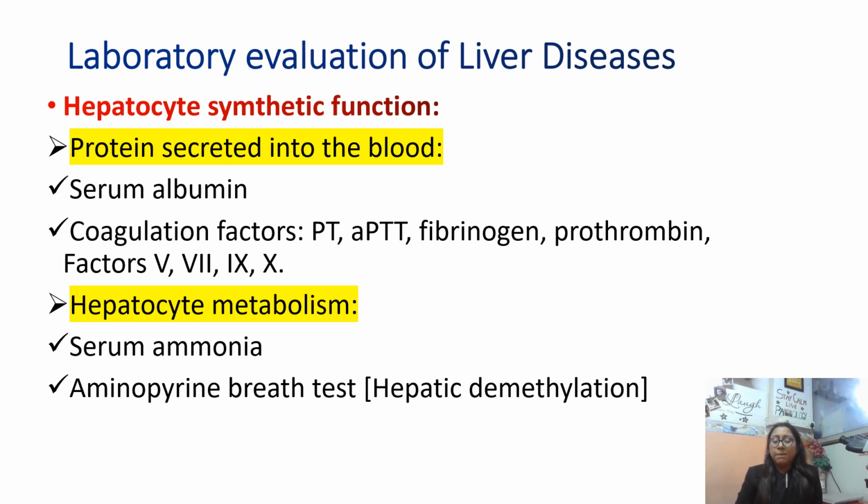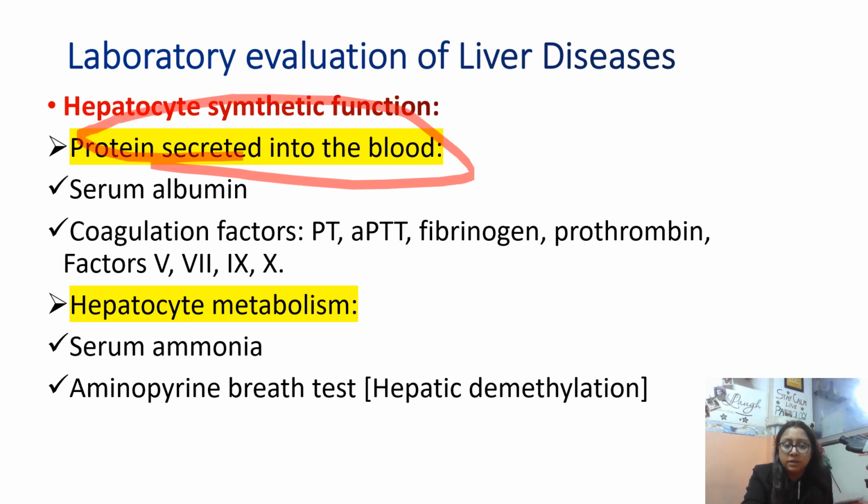Then third is your hepatocyte synthetic function. To detect that, we have protein which is secreted into blood, that is serum albumin we can measure, or we can measure the coagulation factors because liver plays an important role in production of these coagulation factors. So PT, prothrombin time, then activated partial thromboplastin time, fibrinogen levels, prothrombin levels, factor 5, 7, 9, 10. So all these are proteins secreted in the blood. So this is synthesized by hepatocytes, this is synthesized in the liver. So we have to remember that if hepatocyte synthetic function is disrupted, these are the substances we have to measure.